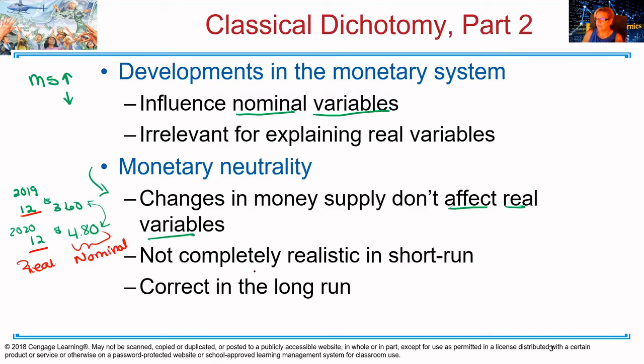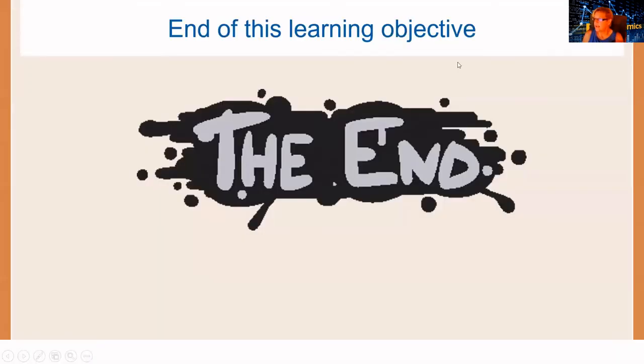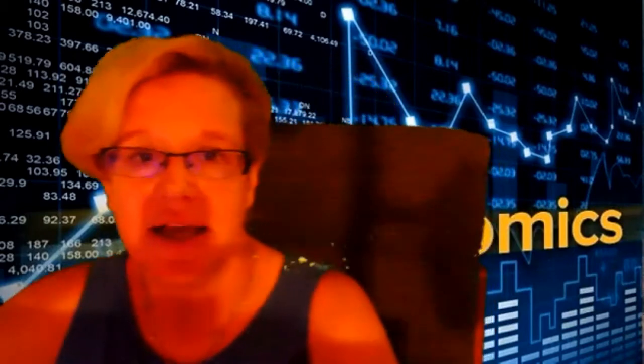Again, it's not completely realistic, but as I said, this is textbook land, and we simplify some of the variables, but it is correct in the long run. So that is the end of just a broad overview of the classical dichotomy. The classical dichotomy says that inflation or money only affects nominal variables.